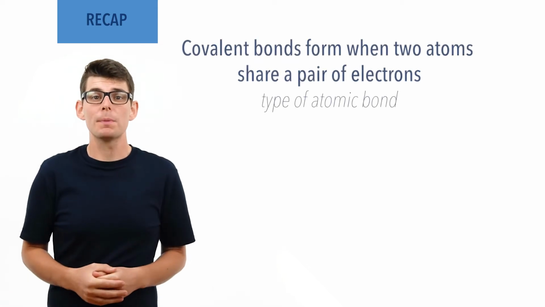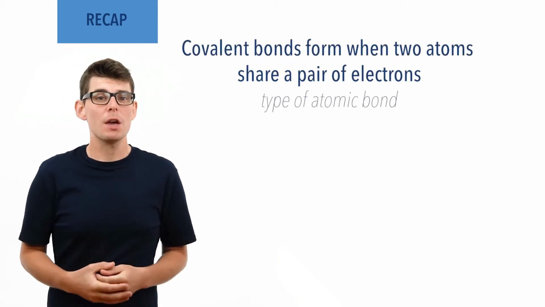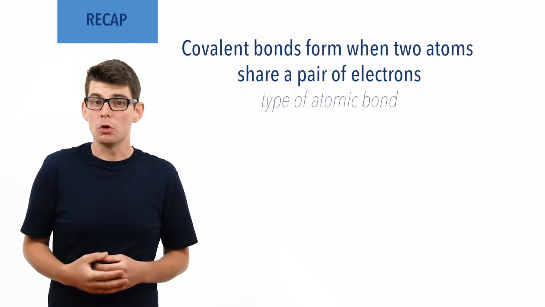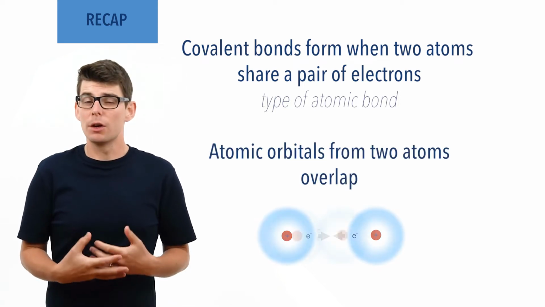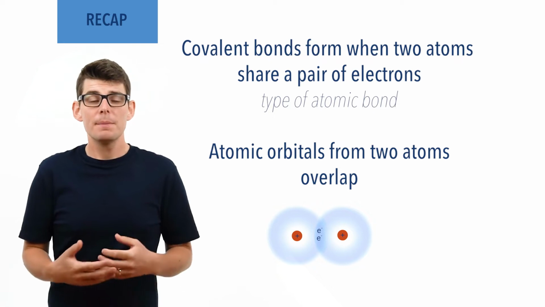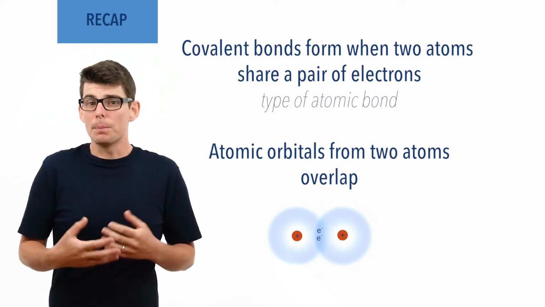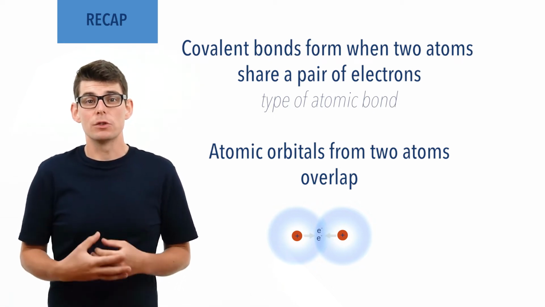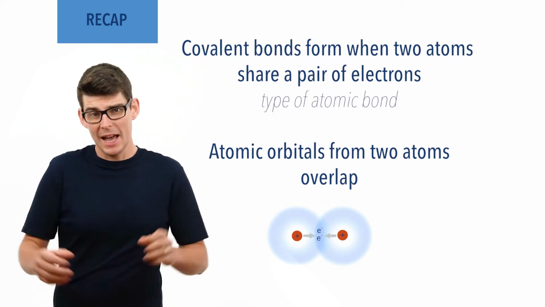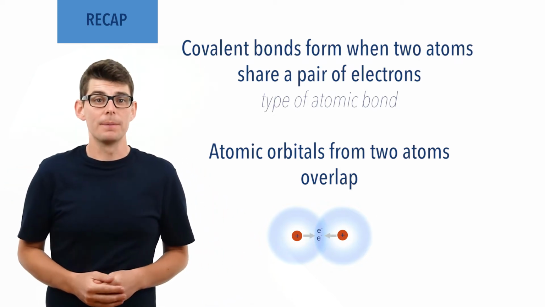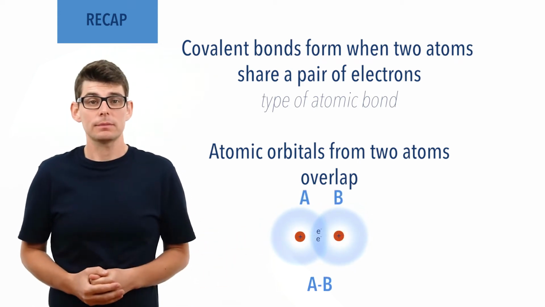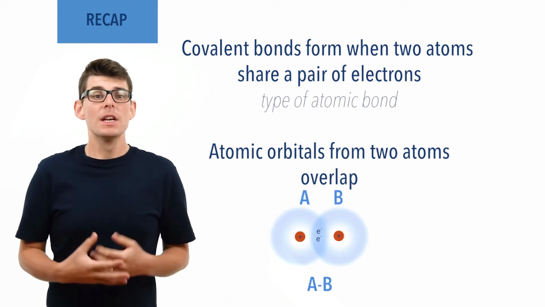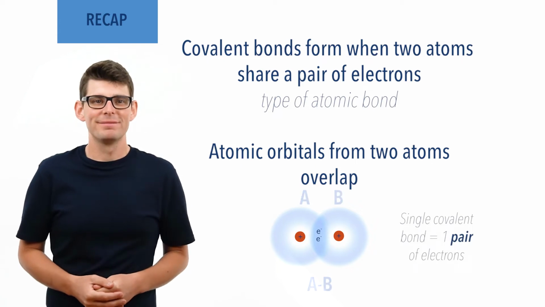Before we talk in detail about electronegativity, there are a few essential ideas you need to be comfortable with. Covalent bonds are atomic bonds that form when two atoms share a pair of electrons. An atomic orbital from each atom overlaps and creates a new area of electron density between the two atoms. The positively charged nucleus of each atom is attracted to the shared electron density, and this pulls the nuclei closer together, creating a covalent bond. Inside a single bond, there is one pair of electrons.